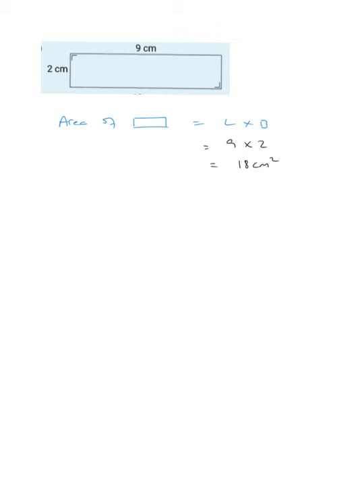And then looking for the perimeter of a rectangle. So the perimeter of a rectangle is 2L plus 2B, because you're adding up all the sides. So it's 2 times 9 plus 2 times 2 for the breadth. So 2 times 9 is 18. So that would give me 18 plus 4, which will give me 22 centimetres.